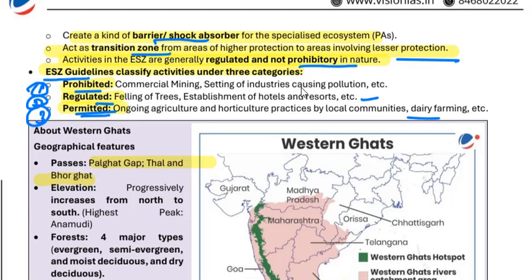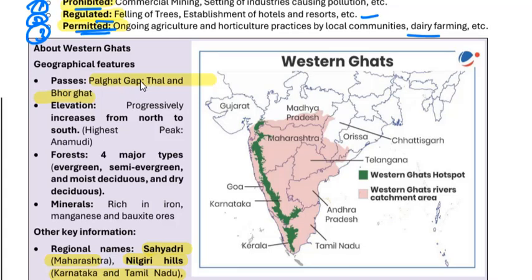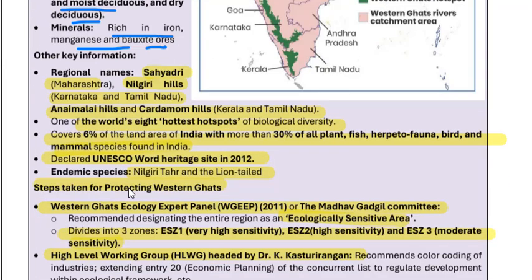Next, some facts are given about the Western Ghats. The Western Ghats are important for the UPSC exam. You just go through this and also see the details of the Western Ghats, like what passes are there: Palghat, Thalghat, Borghat, and where they connect. Elevation progressively increases from north to south. There are four major forest types: evergreen, semi-evergreen, moist deciduous and dry deciduous. It is mineral rich in iron, manganese and bauxite ore. Other key information: the regional name is Sahyadri in Maharashtra, Nilgiri Hills are present in Karnataka and Tamil Nadu, and the Annamalai Hills and Cardamom Hills are in Kerala and Tamil Nadu.